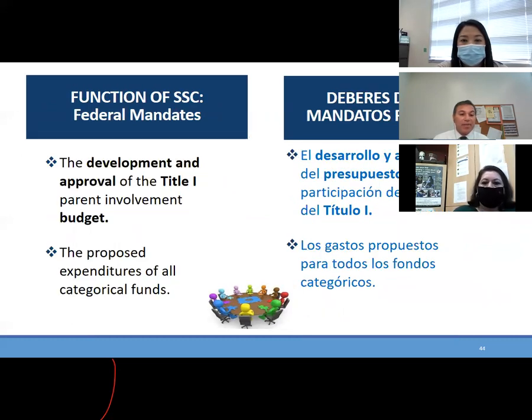Again, during budget time, we look at the development and approval of the Title I Parent Involvement Budget, and also all categorical funds. There's some funds where SSC has to vote on. Not all the funds, but the categorical funds.